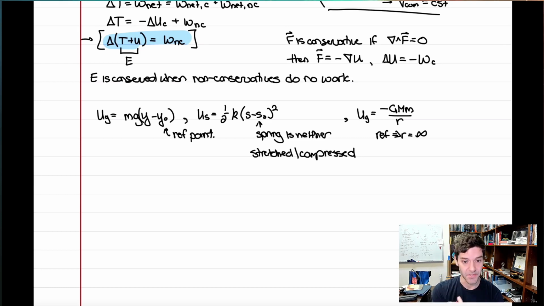Though again, sometimes it's useful making your reference point a particular point of interest in the problem. Because it's always nice when you're solving problems and you get to plug in 0 compared to plugging in something else. But again, you should ultimately get the same answer.